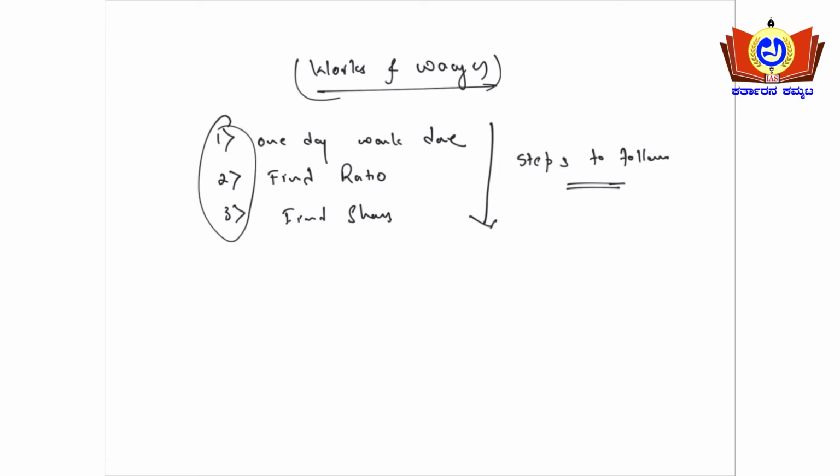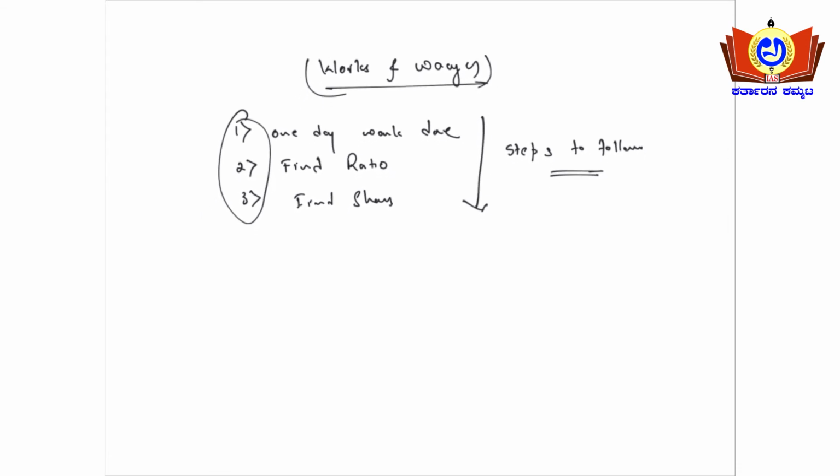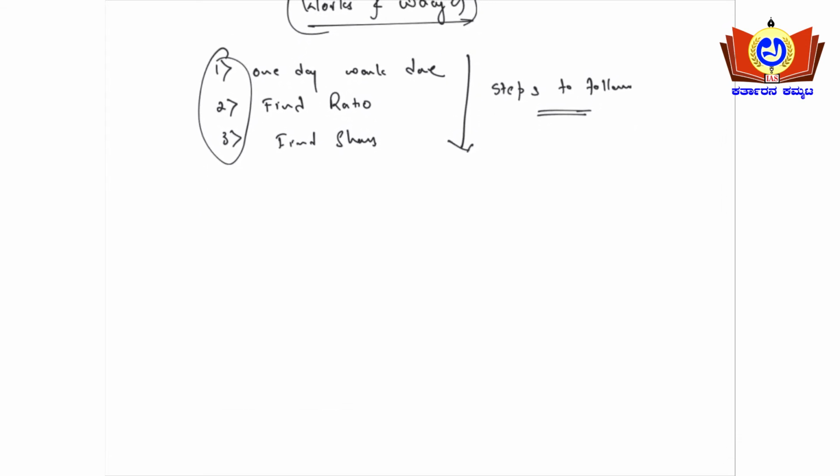The first step in works and wages is to find the 1 day's work done. If they are dealing with 2 persons, you need to calculate each person's 1 day's work first. Then you need to find the ratio for person A and person B, who may be working for 5 or 10 days, different days are given. When we find the work done in 1 day for both persons, then you calculate the ratio of work done by person A to person B. Then you need to find the share.